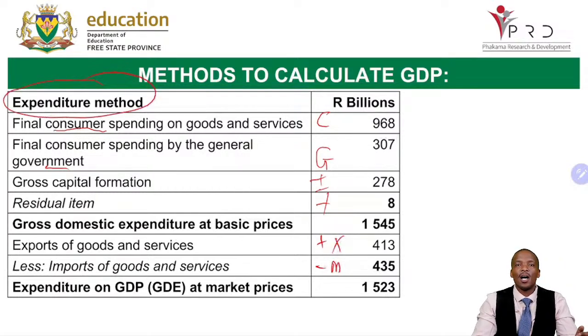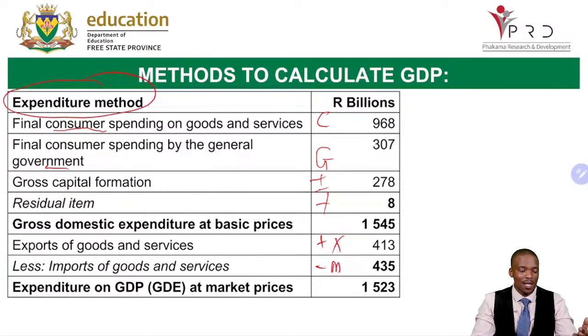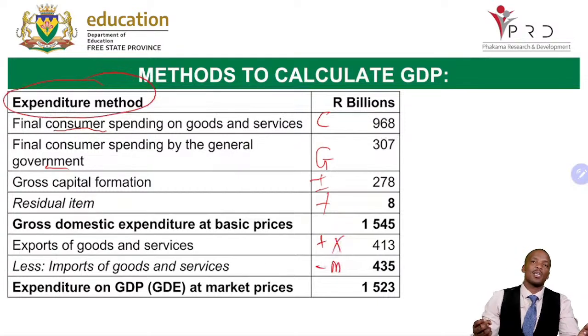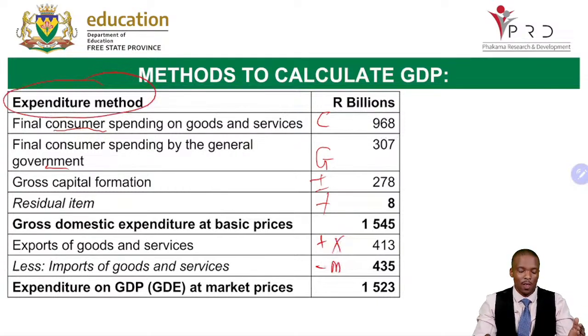The expenditure method. If we see compensation of employees, net operating surpluses, as well as consumption of fixed capital, we know that it's the income method. A situation where we see the three sectors in the economy, the primary sector, the secondary sector, as well as the tertiary sector, we know there that we are calculating using the production method.